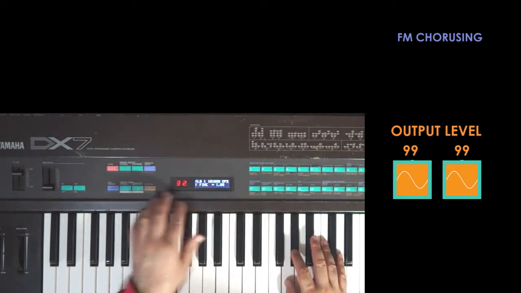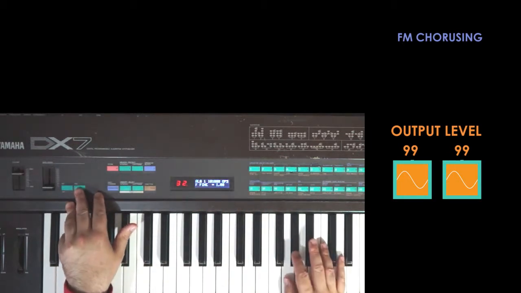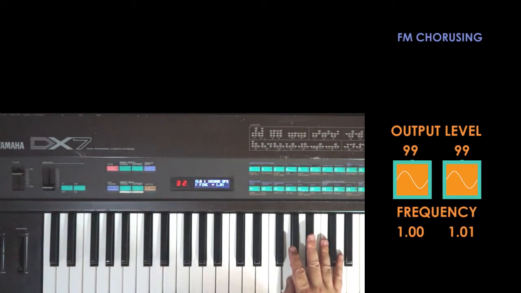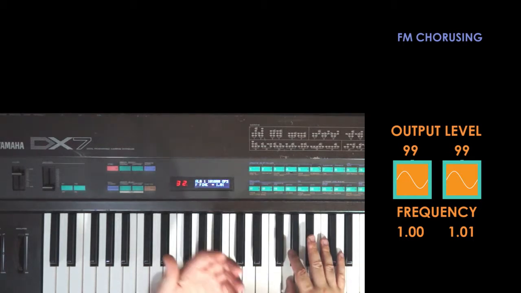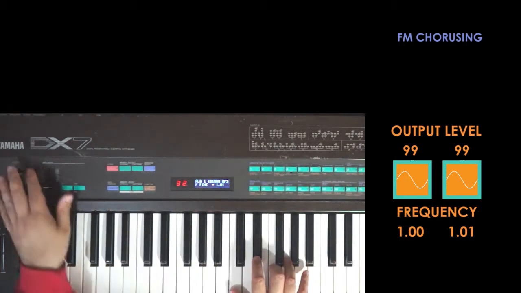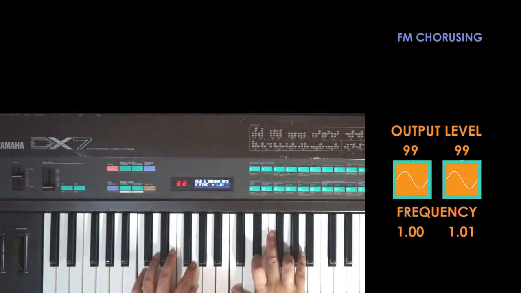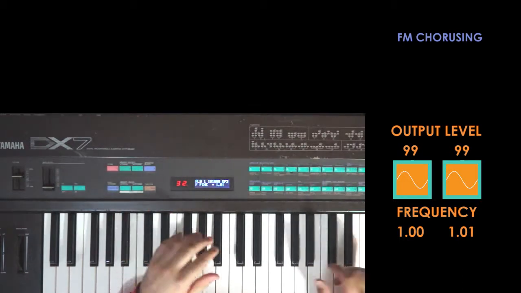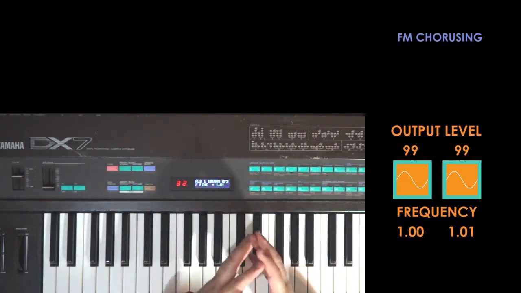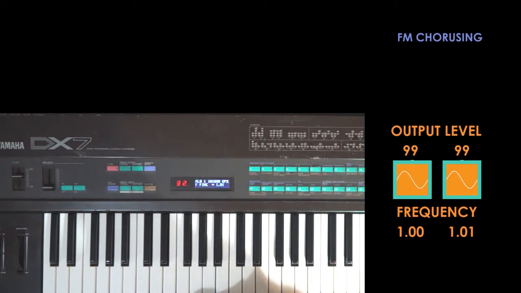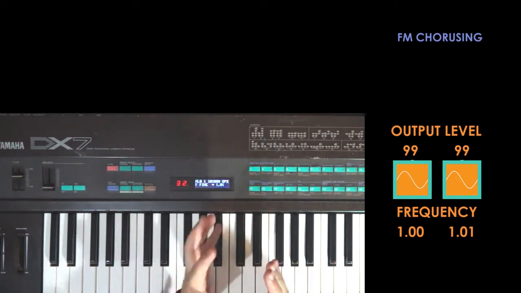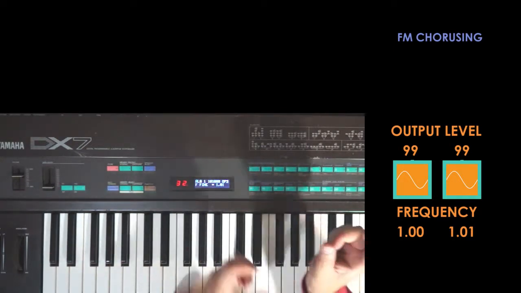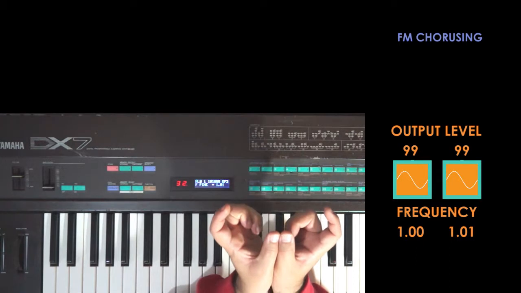Now if I go to fine frequency for operator 3, which is our second carrier, and just add 1 increment, which is 0.01, the frequency starts beating. We get a chorus effect. And it gives us a beautiful spread, a nice lush movement to what was before a really wooden, stagnant, pure tone. So just doing this, just by changing 2 carriers by 1 increment, we get this effect.